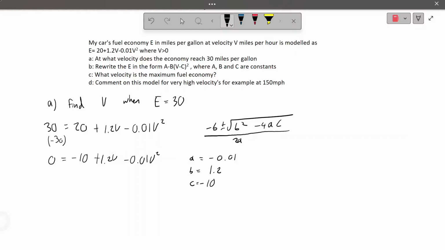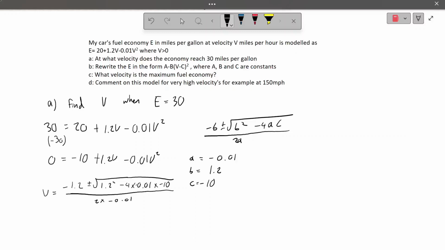We're going to plug in our values. So our V is minus 1.2 plus and minus the square root of 1.2 squared minus 4 times minus 0.01 times minus 10, and that's all over 2 times minus 0.01.